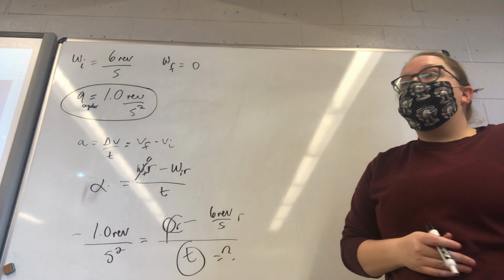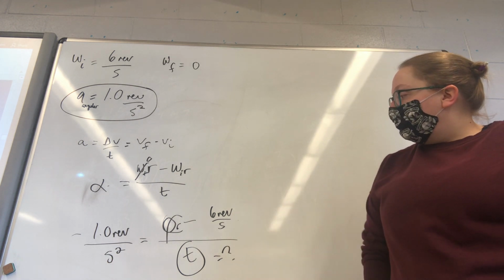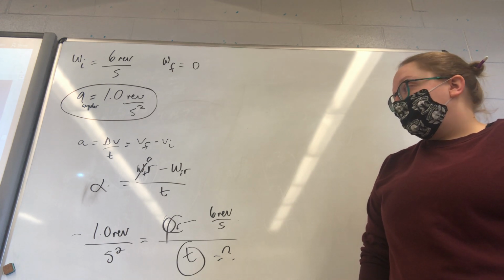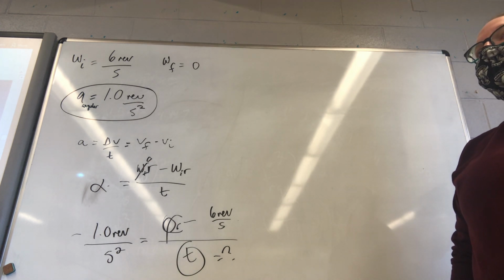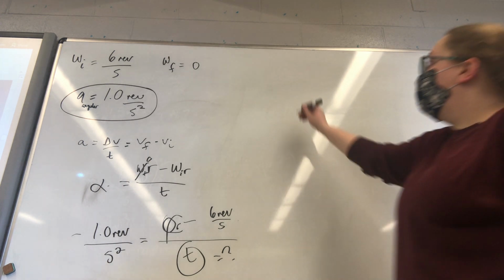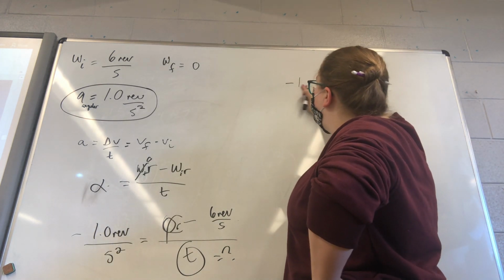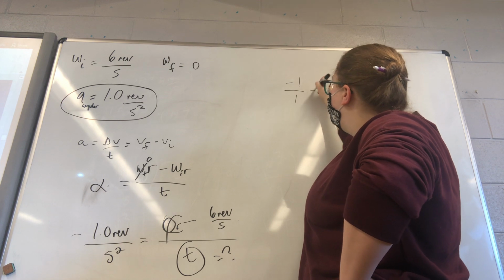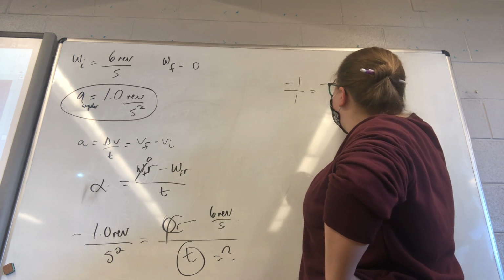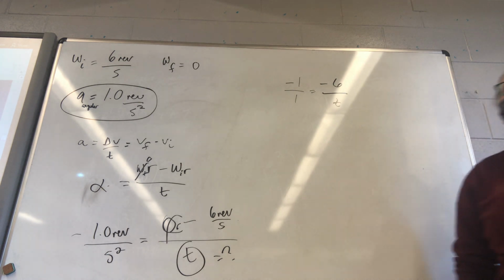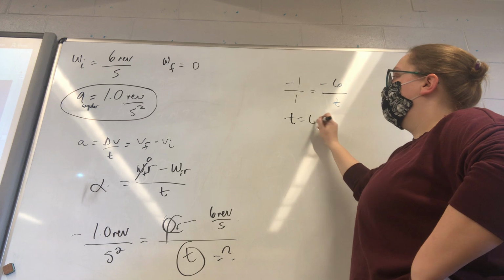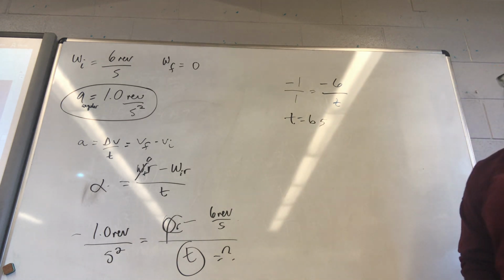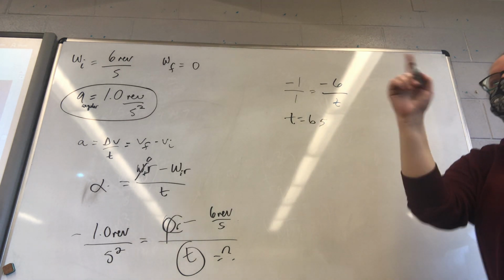Why is that second squared and that just regular seconds, on the bottom, like the acceleration? Oh, it's an acceleration, yeah, sorry. So now we have that negative 1 over 1 equals negative 6 over t. And I want t. So what should t be? 6 seconds. Okay, so there's the first thing we could get.